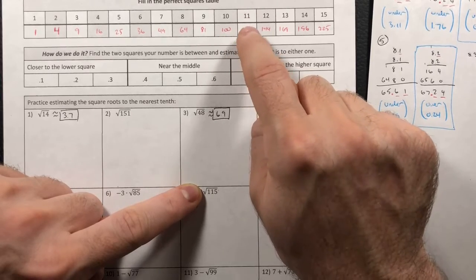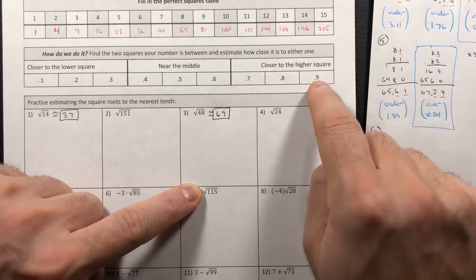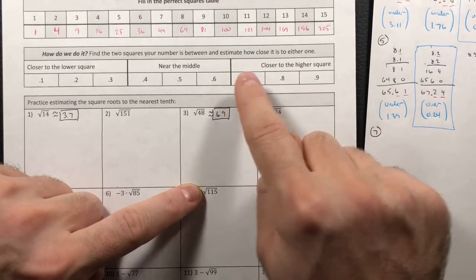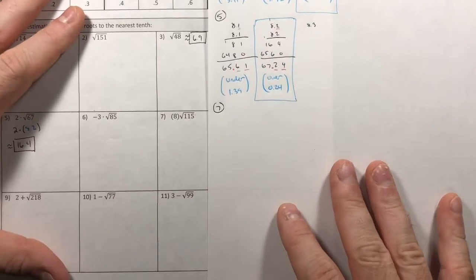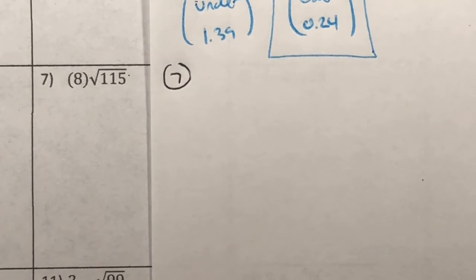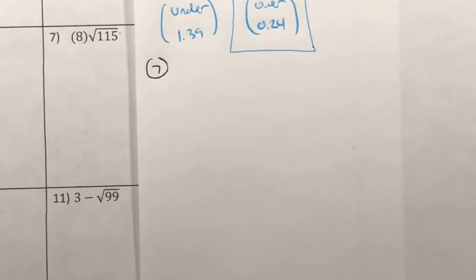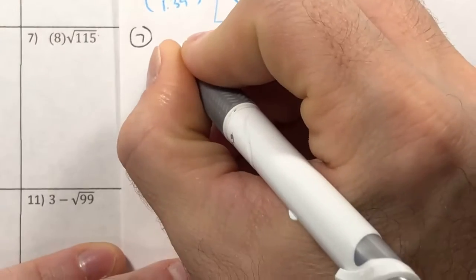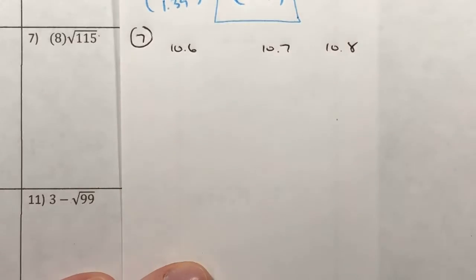So let's see. It's going to be probably somewhere in this range. So it's on the higher end. I don't think it's 10.9. But how about 10.6, 10.7, and 10.8? Let's try those 3 out because it's on the higher end. So let's see how that goes. Actually, let's zoom out just a little bit. Okay. So I'm going to take 10.6, 10.7, and 10.8 and see where we're going.